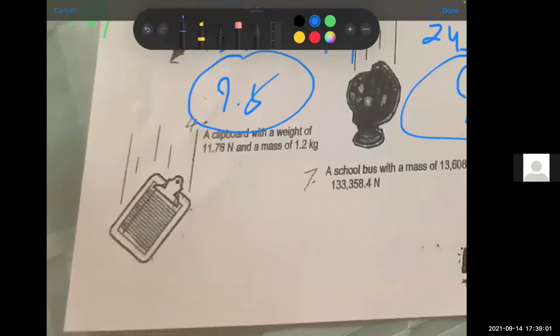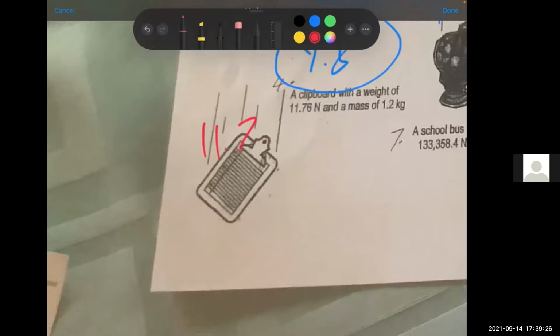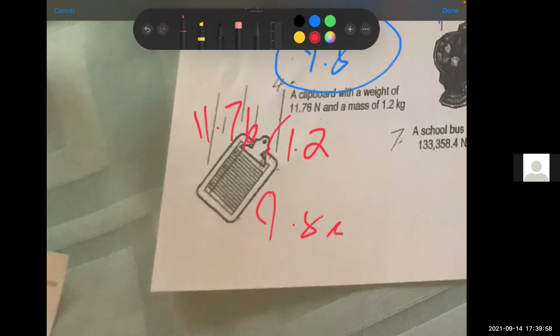Let's do it again. A clipboard with a weight of 11.76 newtons and a mass of 1.2 kilograms. 11.76 divided by 1.2, so you get 9.8 meters per second squared.